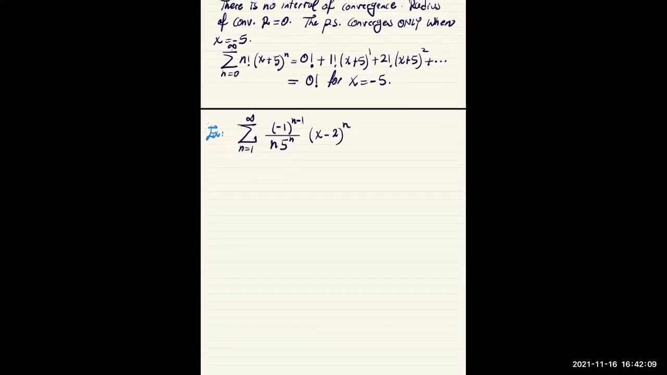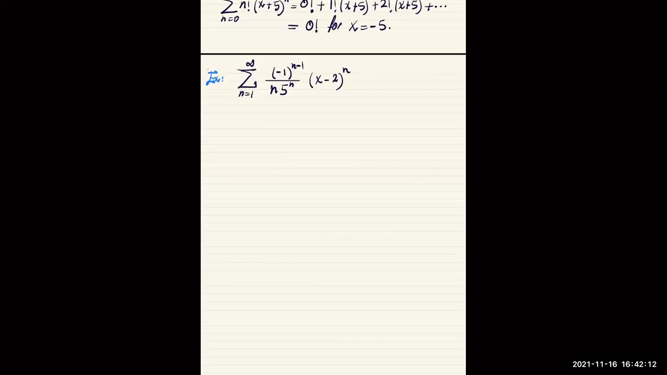So again, begin by finding the limits of the ratio in absolute value, and then later we're going to make it less than 1 so that it's absolutely convergent. All right, so u sub n plus 1.